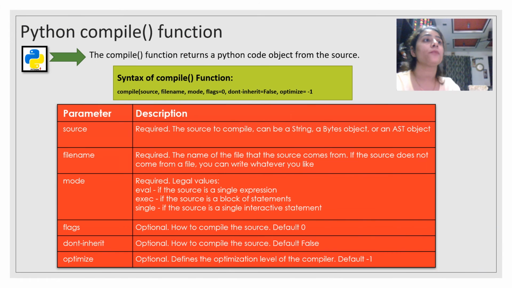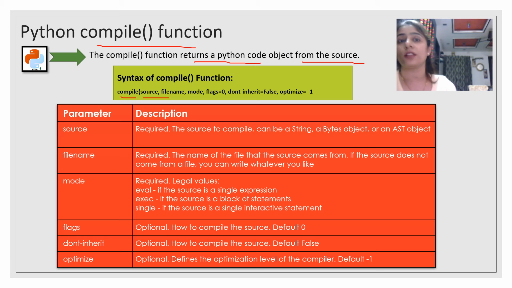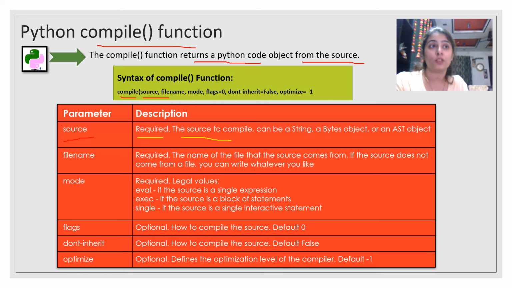Next, the compile function. It returns a Python code object from the source. Here is the syntax: compile(source, filename, mode, flags, dont_inherit=False, optimize=-1). Let's see what these parameters are. First is source, which is required. The source to compile can be a string, a bytes object, or an AST object.